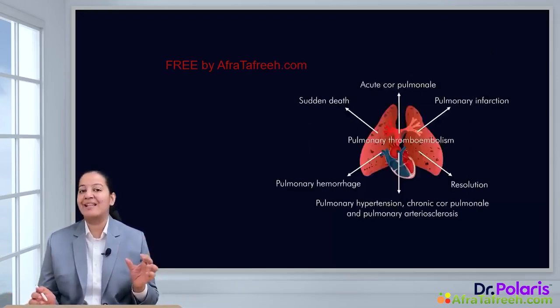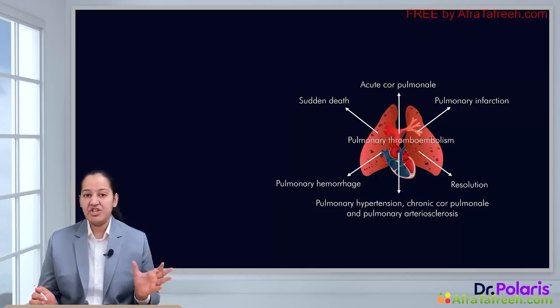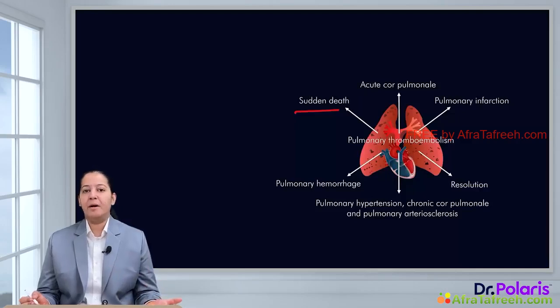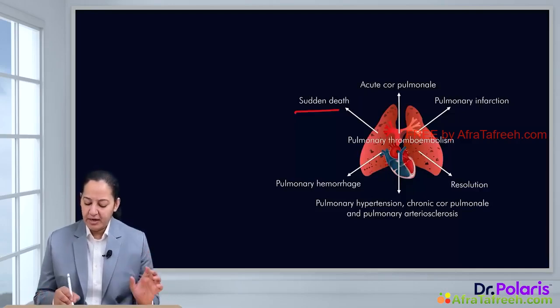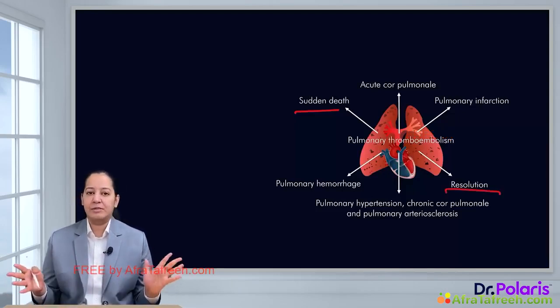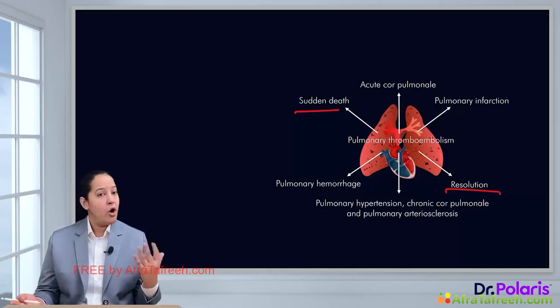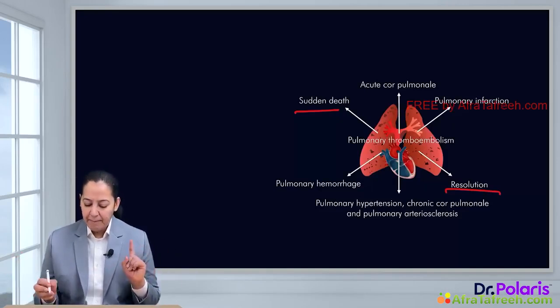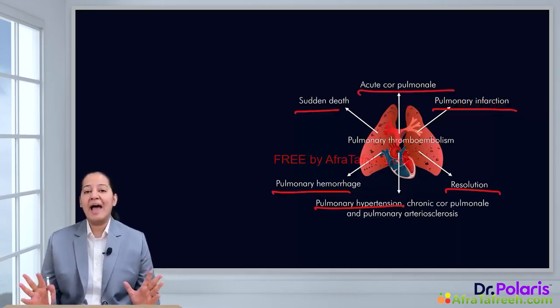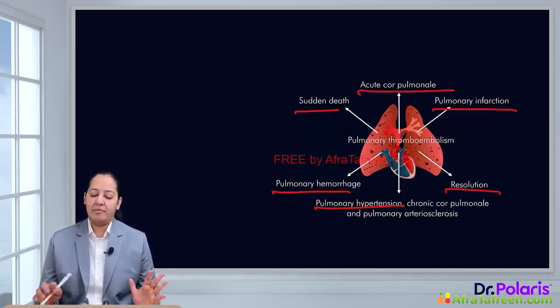If the embolus is large, that is a saddle embolism causing obstruction at the bifurcation of the pulmonary artery, sudden death can happen. If the embolus is very small, so it is distributing everywhere in the pulmonary circulation, it can resolve with time. So sudden death to resolution, anything is possible. So this is the range, either resolution or sudden death, anything is possible. Apart from it, pulmonary infarction, pulmonary hemorrhage, pulmonary hypertension and acute cor pulmonale. These are the end results. These are the fate of pulmonary embolism.